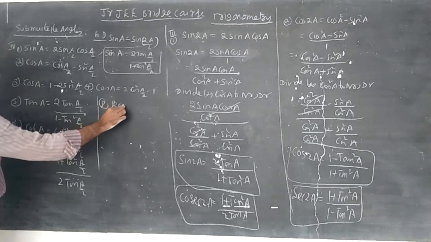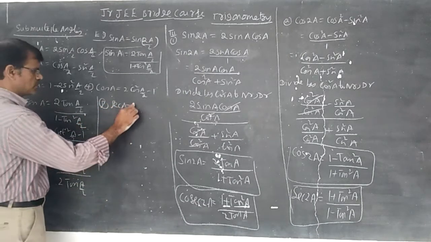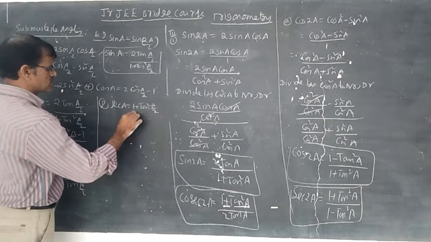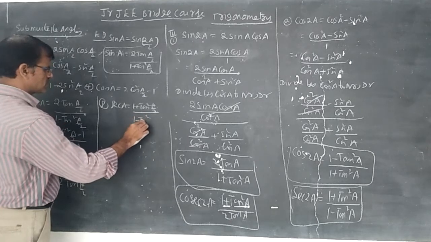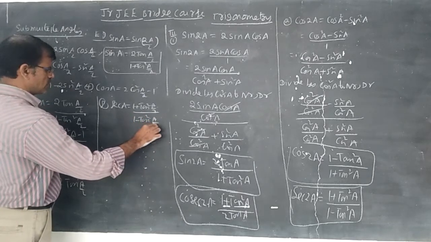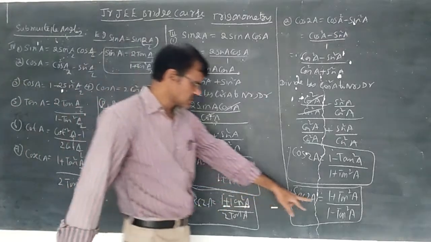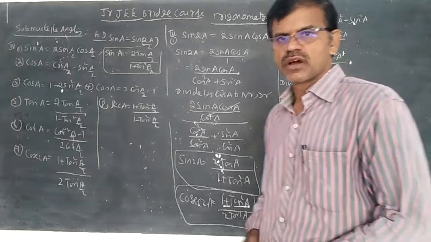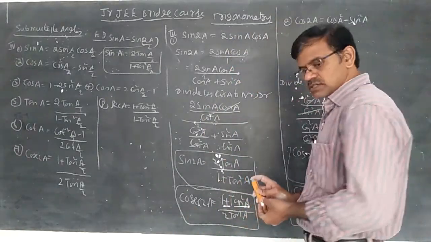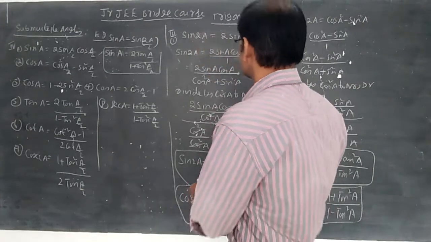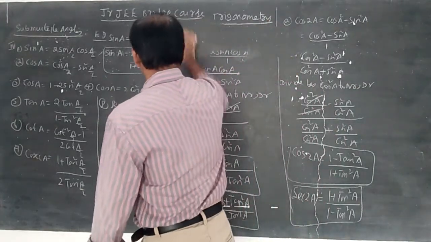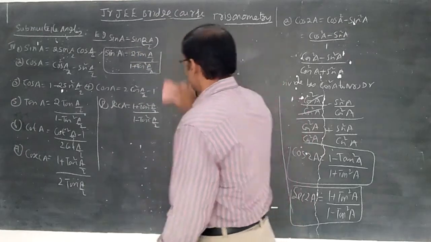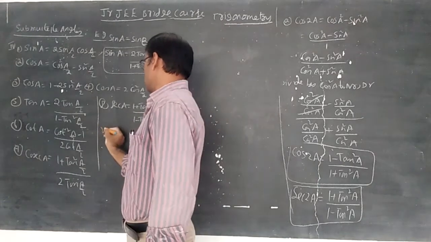8th one, secant A. Secant A is equal to 1 plus tan square A by 2 by 1 minus tan square A by 2. Regarding this secant A formula, we have discussed. In multiple and submultiple angles, we have discussed now submultiple angles, and sub formulae for submultiple angles we can write now.